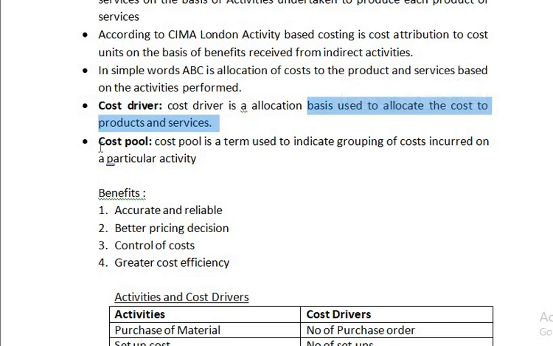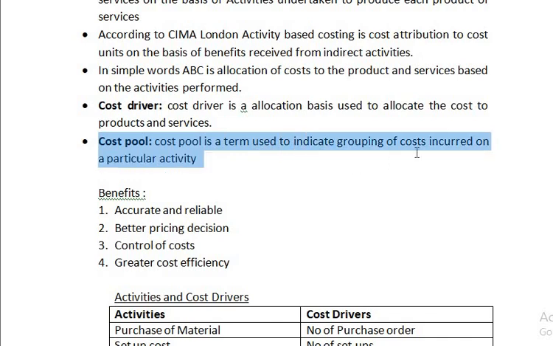The next one, cost pool. Cost pool is the term used to indicate the grouping of cost incurred on a particular activity. Grouping, that is adding, all the costs incurred on the activity is called a cost pool.